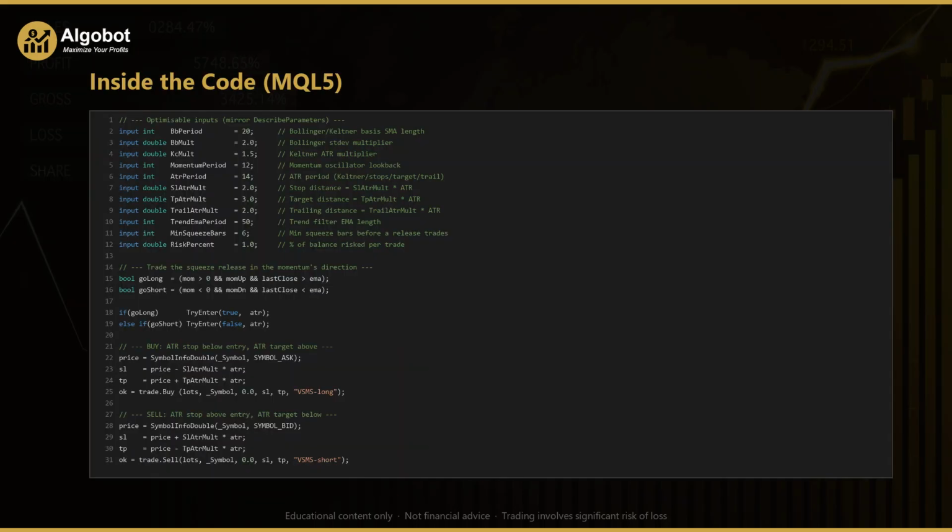Let's look at how this appears in the MetaEditor code. At the top are the input parameters you can adjust and optimize.